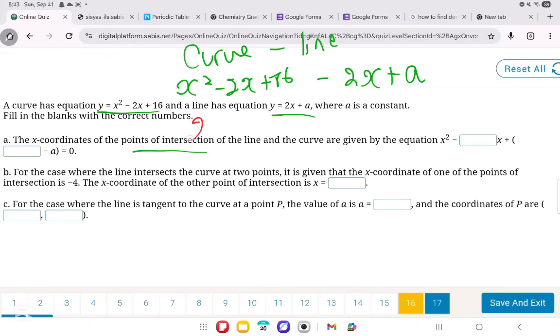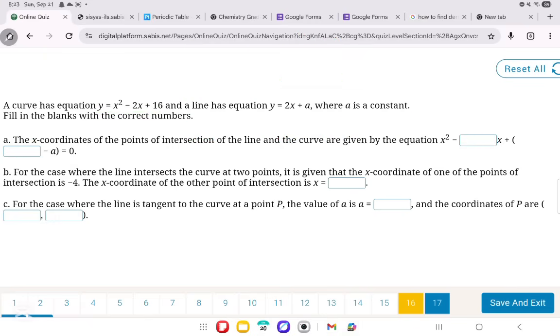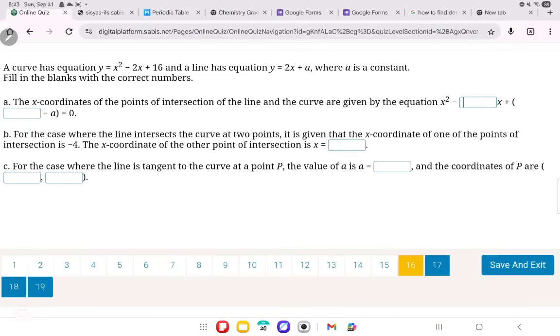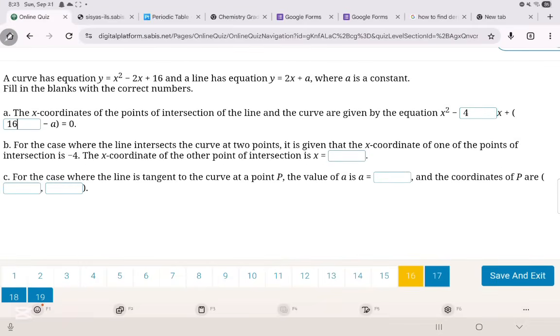So it's going to be x^2 minus 4x plus 16 minus a. So you just need to substitute. So x^2 minus 4x plus 16 minus a is equal to 0.